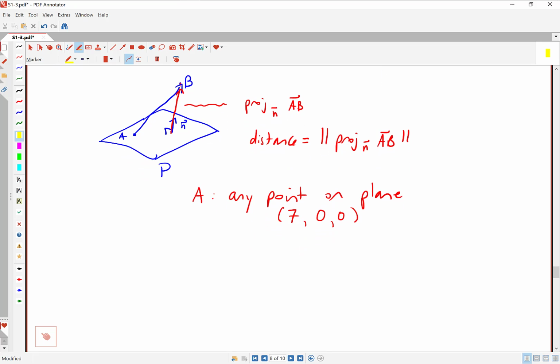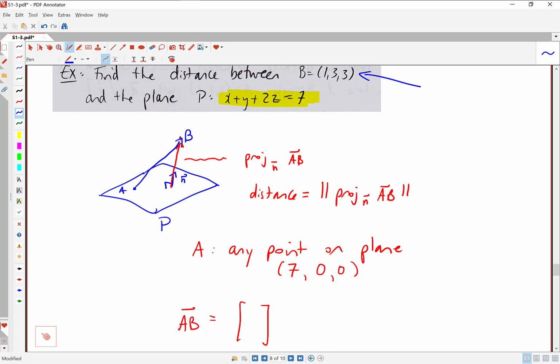Great, and then from there, we're going to build the vector AB. To get AB, let's think B minus A. Here's our point B, it was given as (1, 3, 3). We know A is (7, 0, 0). So if we go B minus A, we get (-6, 3, 3). Great. The next thing we need is our normal vector. Let's think back to how general and normal form are related. Remember that if you have the general form of a plane in R3, you can pick out the normal vector just by grabbing the coefficients. So we can automatically say the normal vector is going to be (1, 1, 2).